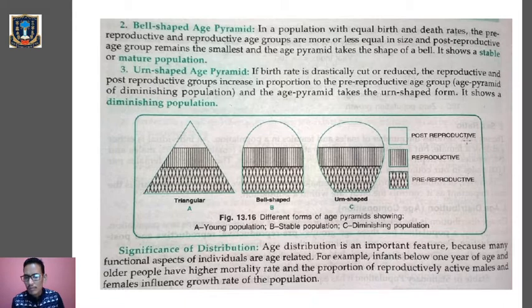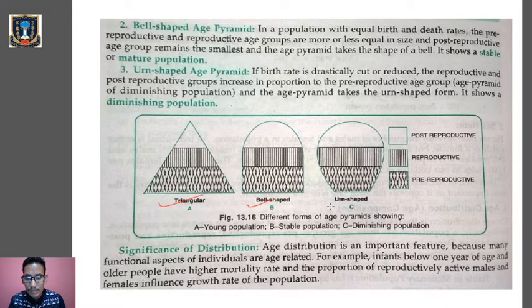So we have got the triangular-shaped age pyramid, the bell-shaped age pyramid, and the urn-shaped age pyramid. The triangular-shaped age pyramid shows that the population is usually growing in number. It has more younger individuals. The birth rate is higher than the death rate. And when we come to the bell-shaped age pyramid, it shows that the birth rate and the death rate are equal, and it shows a stable or mature population.